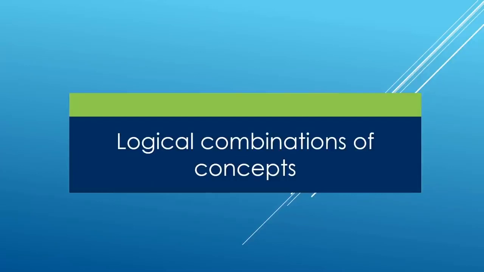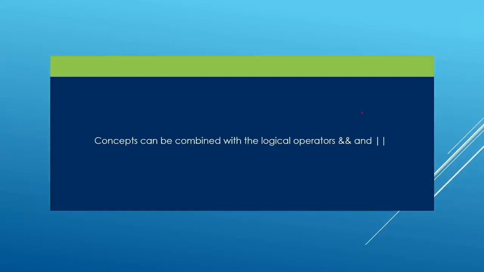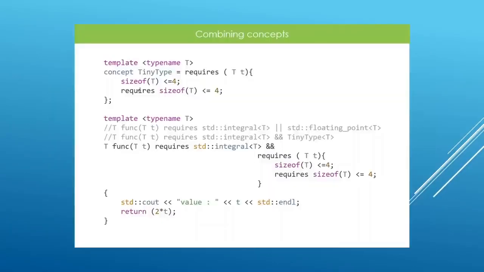In this lecture, we're going to see how we can combine concepts using logical operators. We can combine concepts using the AND operator and the OR operator as you see here. Let's look at a simple example. Here we have a concept. It is tiny type we have seen before, and it's going to check that the size of the template parameter we pass is less than 4. It's going to enforce the syntax with a simple requirement, but it's also going to enforce for the value of this expression to be true. If the value is not true, the concept is going to fail, and we are using a nested requirement for this. So this is our concept here.